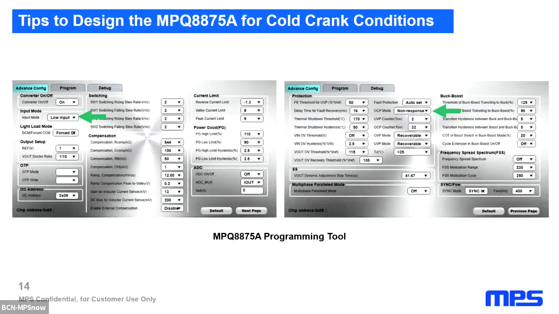As can be seen in this slide, the GUI has 2 pages with a huge number of available configurations, such as the compensation network, here, the current limit, the protection features, or the buck boost thresholds.